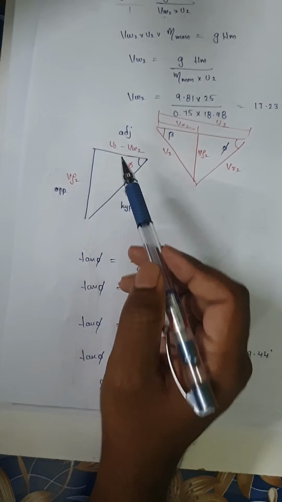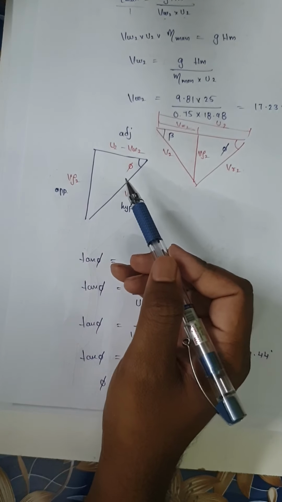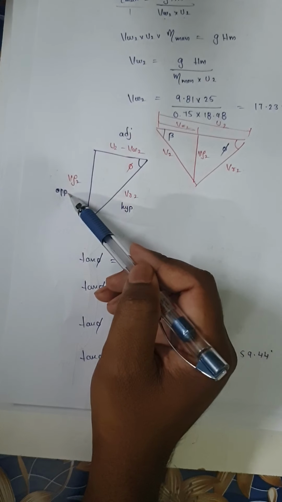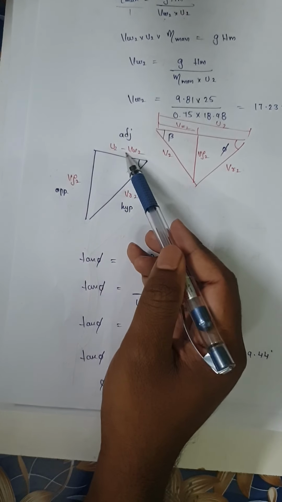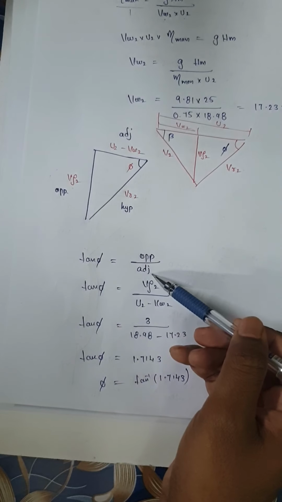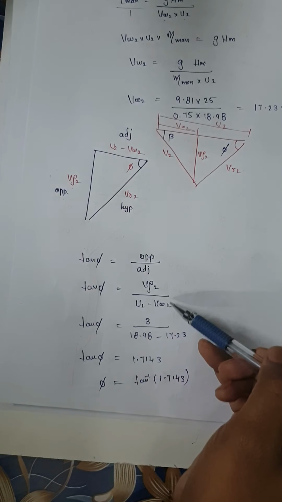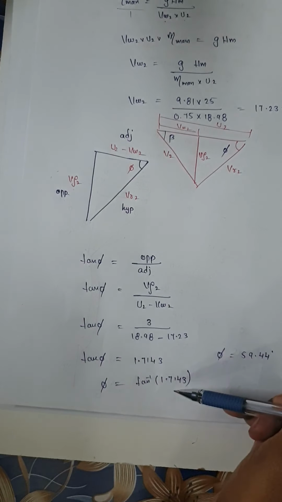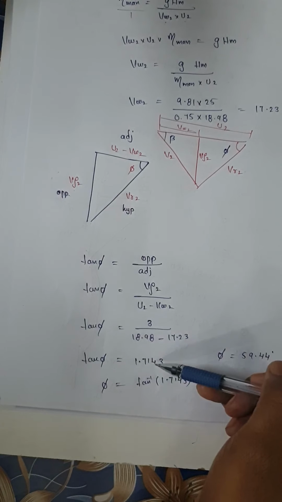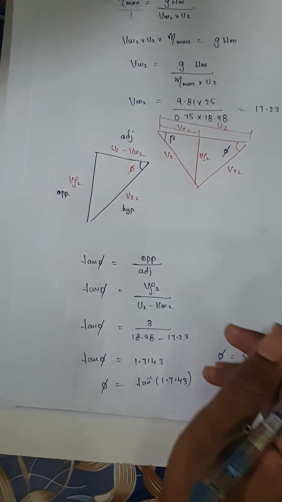Then which ratio is suitable? Sin theta, cos theta and tan theta are there. Here you know this side and this side. This side is the opposite, and this side is the adjacent. So it is better to take tan phi equal to opposite by adjacent. Tan phi is equal to VF2 by U2 minus VW2. Here everything is known except phi. You will get the value of tan phi, then shifting that side, phi is tan inverse of this value, 59.44, nearly 60. That's it.